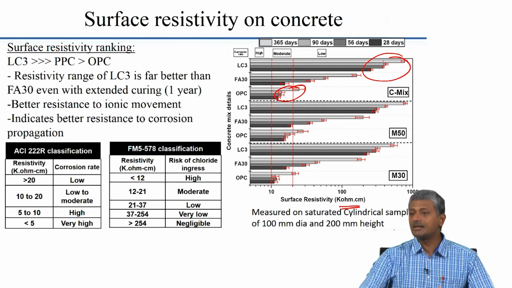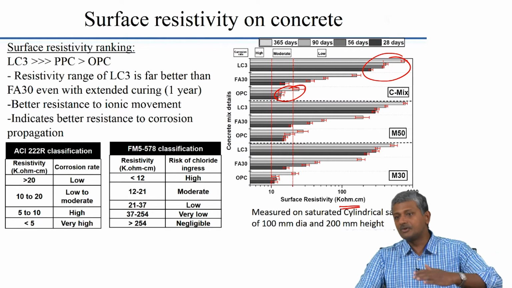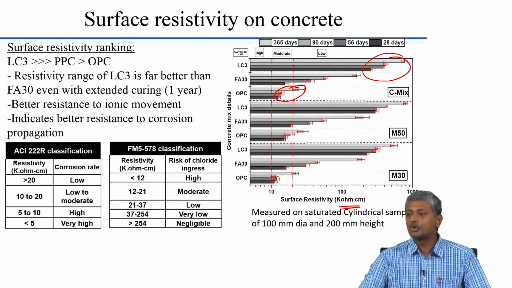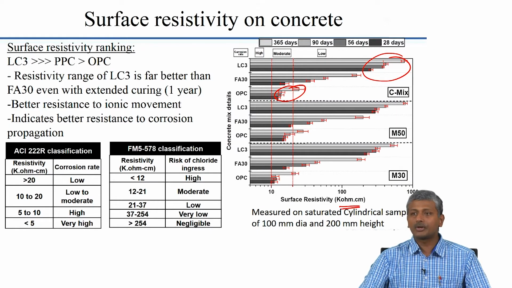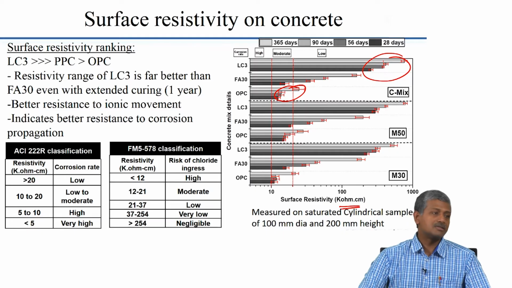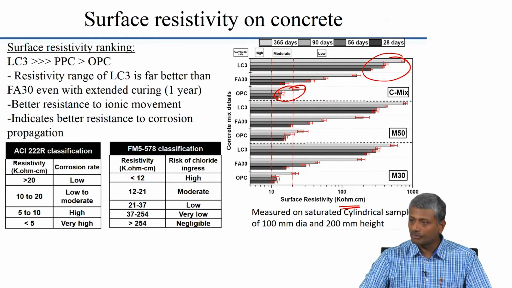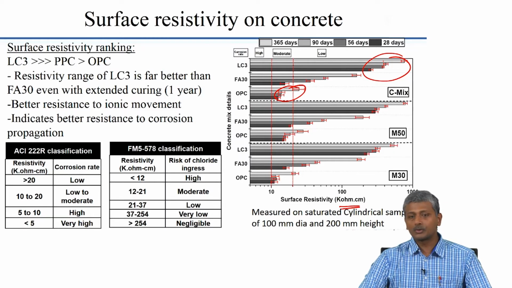Now, this has a major significance with respect to corrosion propagation. If your concrete is highly resistive, that means an inverse of conductive, then the flow of ions through your concrete medium is going to be highly restricted. That means your corrosion propagation will be affected severely. So, in other words, LC3 system is expected to have a very positive influence on corrosion propagation.